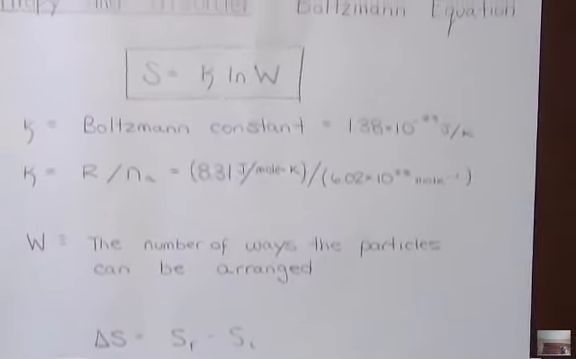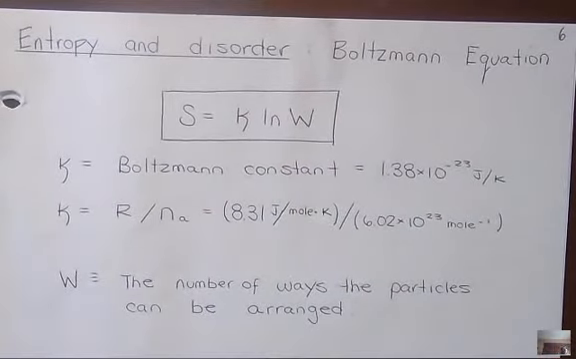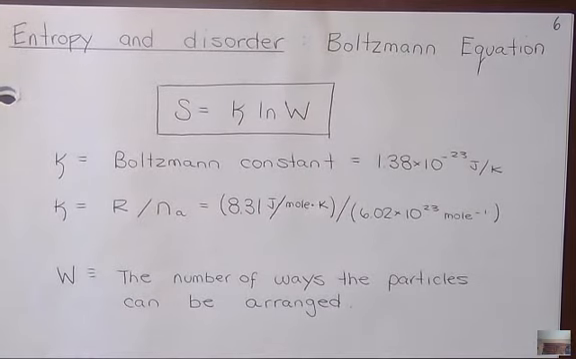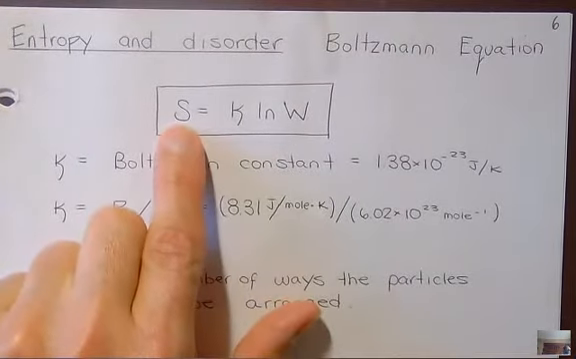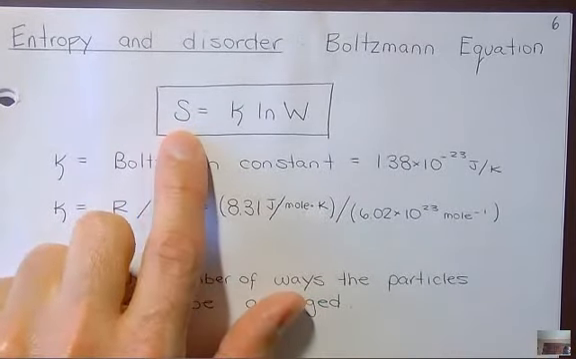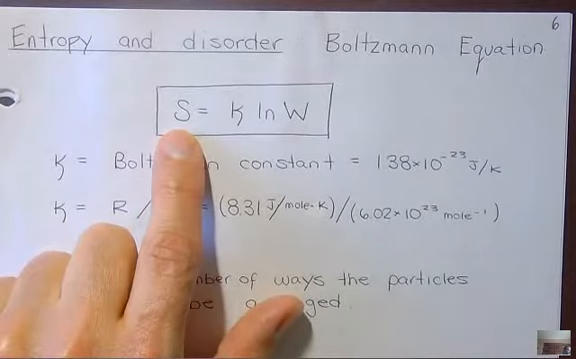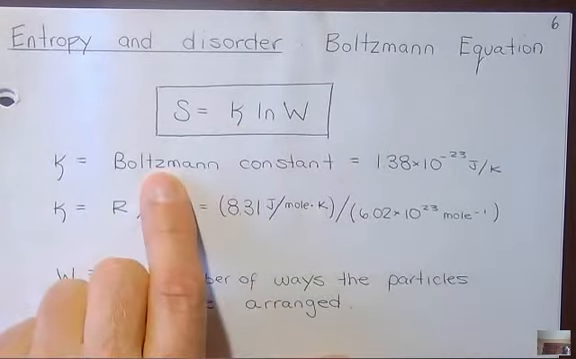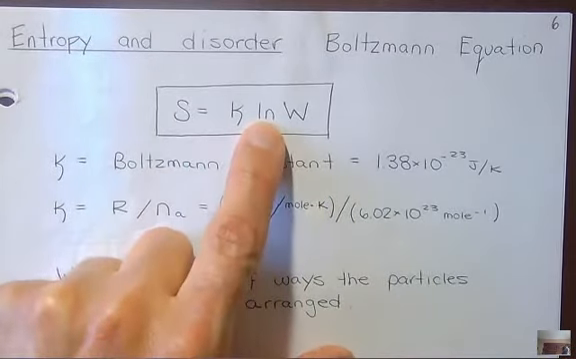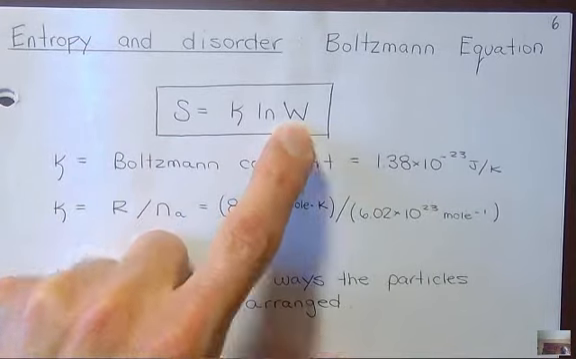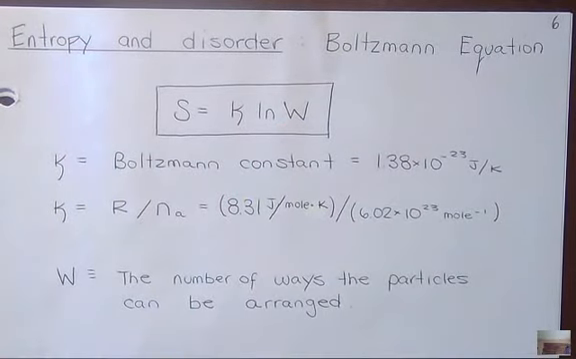Okay, another way on a microscopic level to think about entropy is something called the Boltzmann equation. So the Boltzmann equation can tell you the absolute entropy, not delta S, right? This is a super simple equation. S, the entropy of a system, is equal to k, which is called the Boltzmann constant, times the natural log of W. Now W is really a wild idea. W is the number of ways that the molecules in the microstate can be arranged.